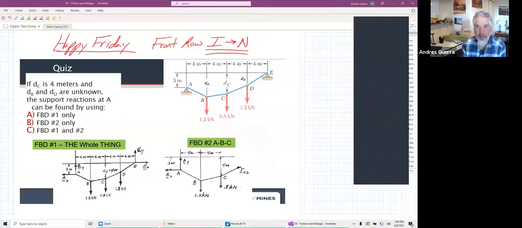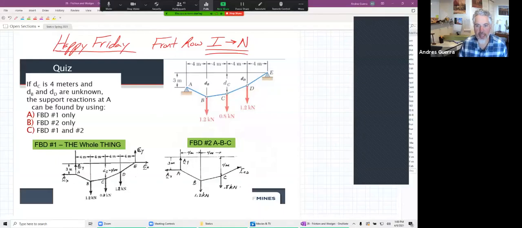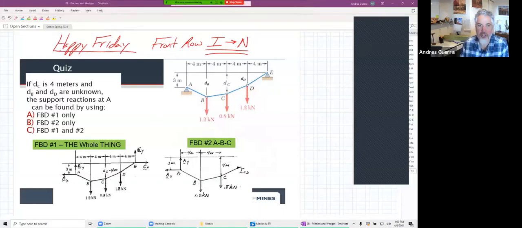Let's go ahead and get started. This is the problem we left off with last time. It's also our remote lecture quiz for today. We had written down all the given information for this problem last time, and this is all we're going to do to finish up this problem. Remember, this problem is also up on Canvas, so you can take a look at the full solution.